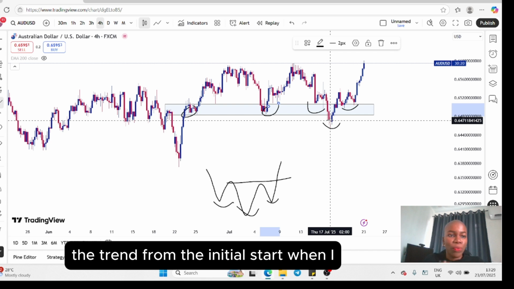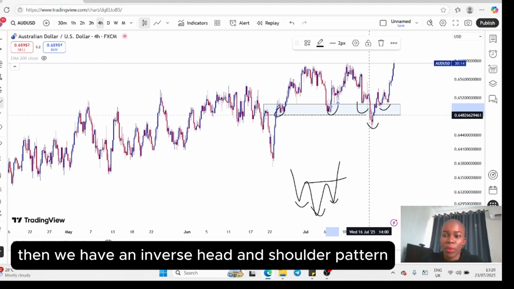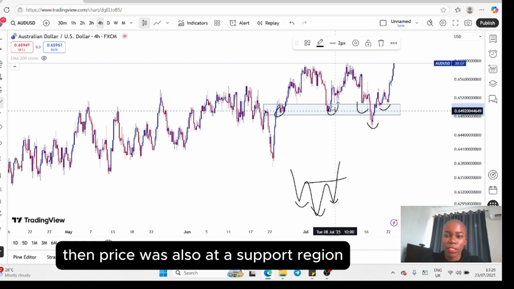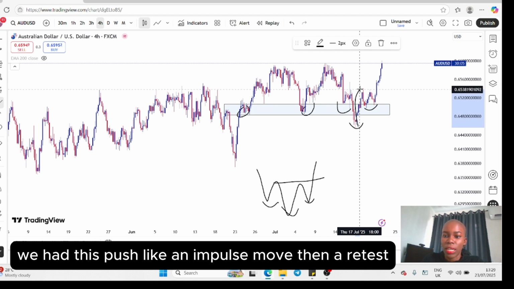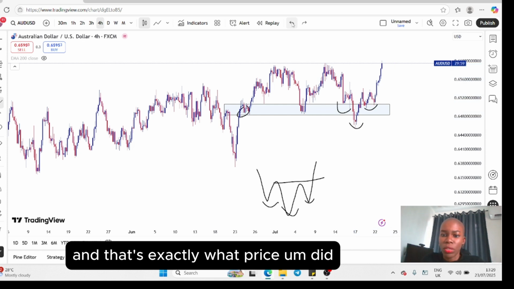So first of all, the trend from the initial start when I started showed that this has been moving to the upside, right? Then we have an inverse head and shoulder pattern. We have liquidity taken at the bottom. Then price was also at a support region. We had this push, like an impulse move, then a retest. So I was expecting that continuation to the upside, and that's exactly what price did.